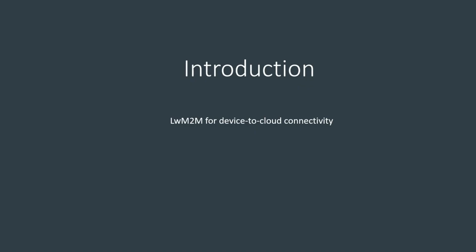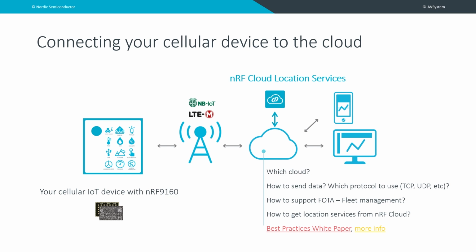Okay, great. Then I'll get started with an introduction to lightweight machine-to-machine for device-to-cloud connectivity. First off, a typical customer use case. Let's say you need to build an asset tracker or some kind of remote monitoring solution. You have your cellular IoT device with nRF9160 and a few different sensors. You're connected via either LTE-M or narrowband IoT to the cloud. And this is normally where the first questions start to pop up.